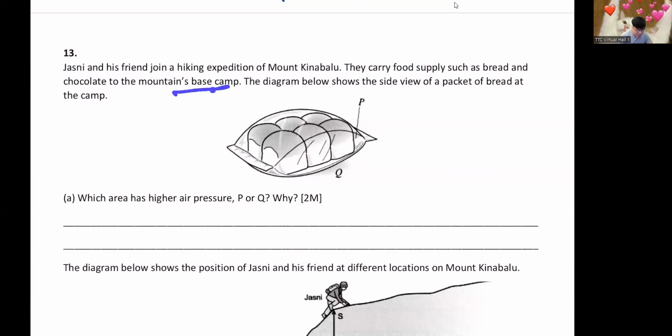So when you are at the base camp, remember, the higher your altitude, the lower the pressure. This is why on a plane, your surrounding has low pressure. That's why they need to pressurize the cabin. Before taking off, they need to seal the plane and pressurize inside. If not, you cannot breathe, because the pressure is too low up there.